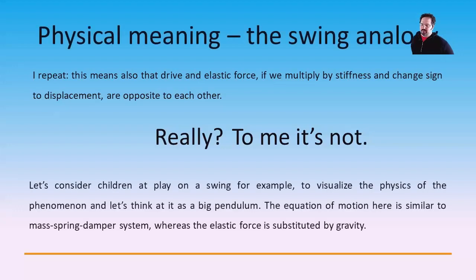Physical meaning, the swing analogy. So let's consider children at play on a swing, for example, to visualize the physics of the phenomenon, and let's think of it as a big pendulum, of course. The equation of motion here is similar to a mass spring damper system, whereas the elastic force is substituted by the gravity term.